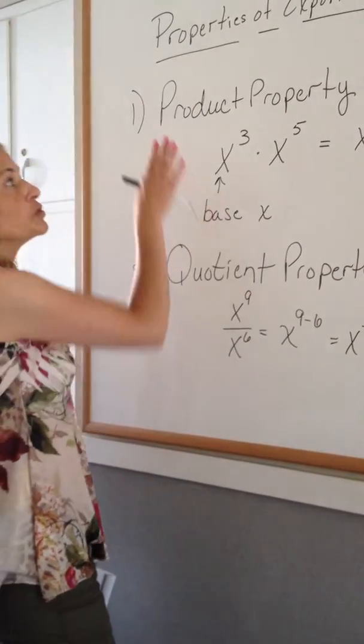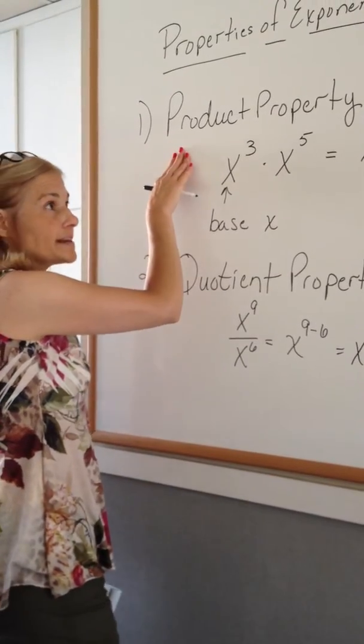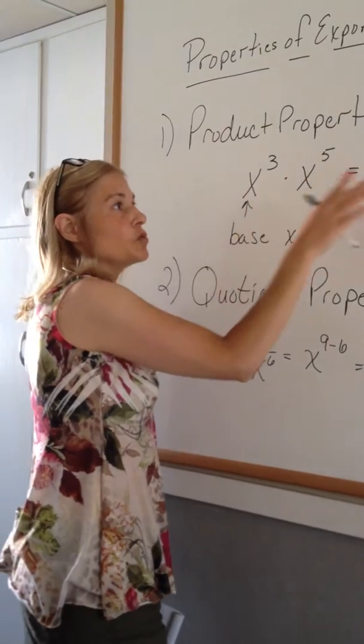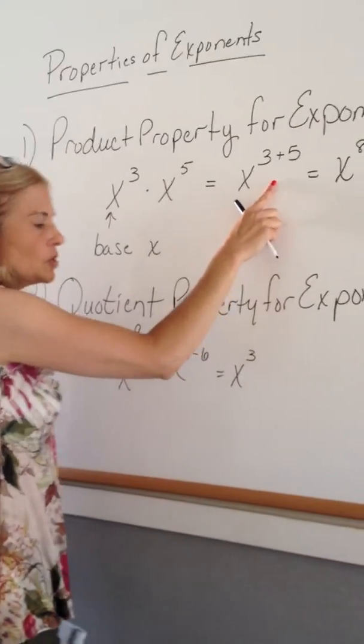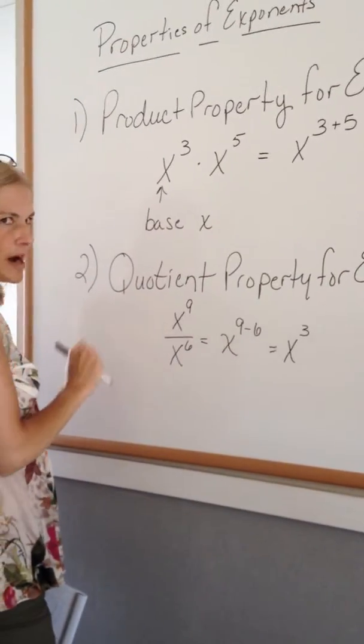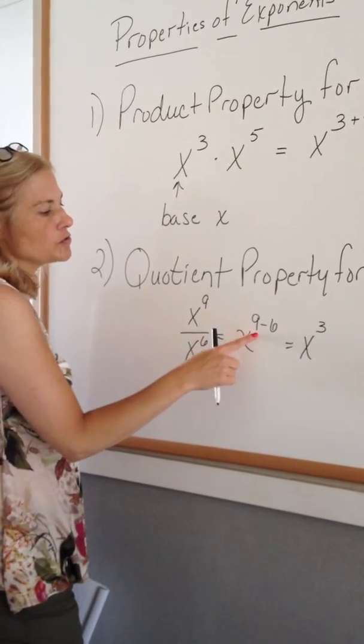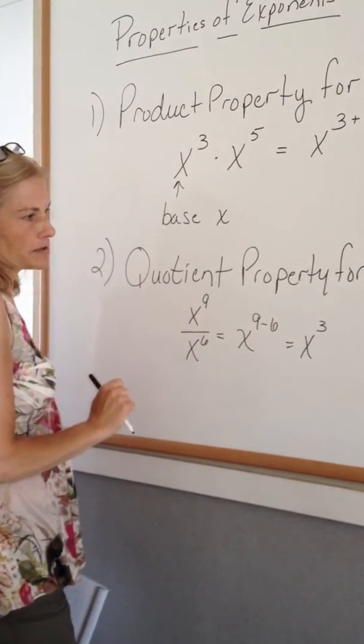So to sum it up, when you have your product property for exponents, the base is the same, you add the exponents. When you have the quotient property for exponents, the base remains the same and you subtract the exponents.